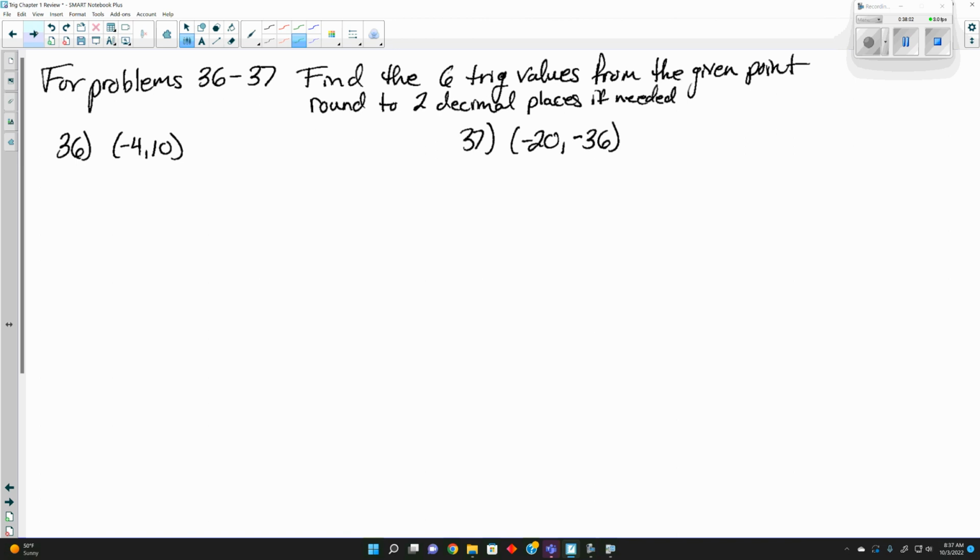Questions on 36 or 37, one of those two? Let's look at 36, because I think 37 was funky. Yeah, 37 we had to approximate the decimal because the square root didn't work out nice. Now for 36, negative 4, 10. Try it again.